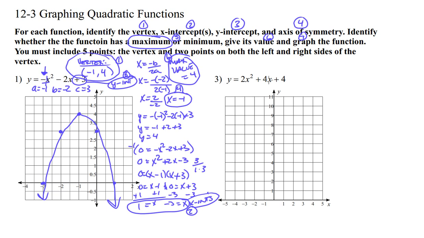All right, number 3, 2x squared plus 4x plus 4. So we're going to do 3 in red just so that we can tell the difference here. So vertex.